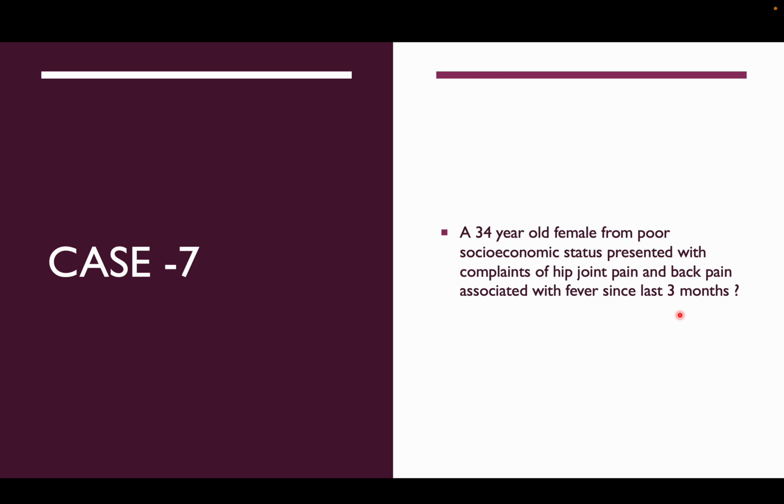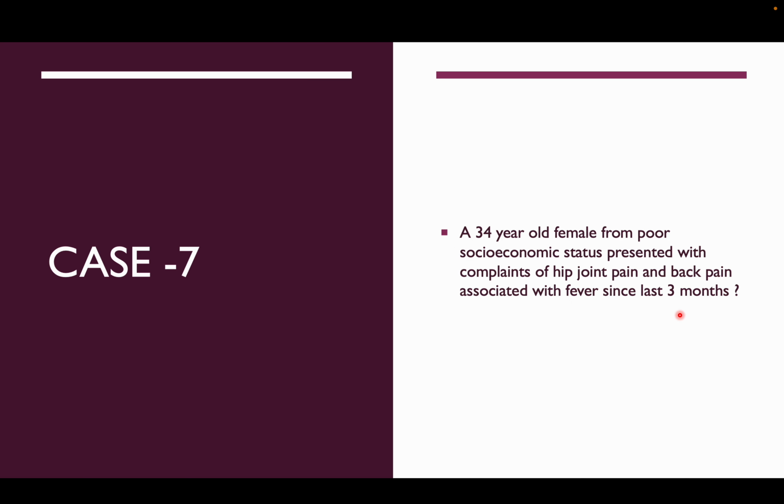So TB most commonly involves the spine, where the dorsal vertebra, thoracic vertebra are more commonly involved, and next is the hip joint. Hip joint is also commonly involved. Then the ankle and other joints are very rarely involved in TB, but the more commonly involved joints are spine, hip, and knee.